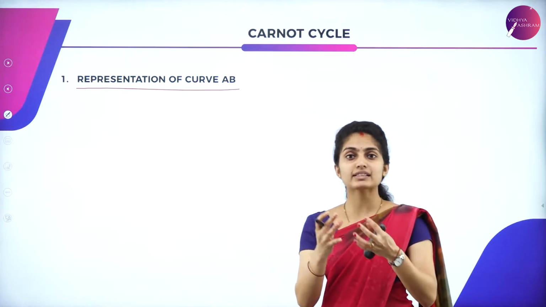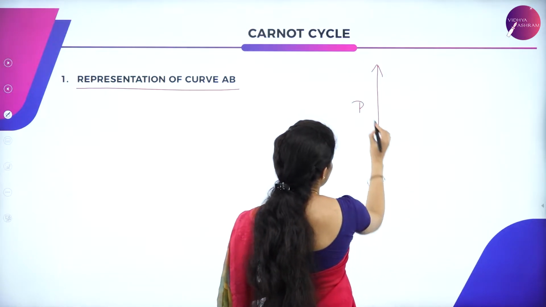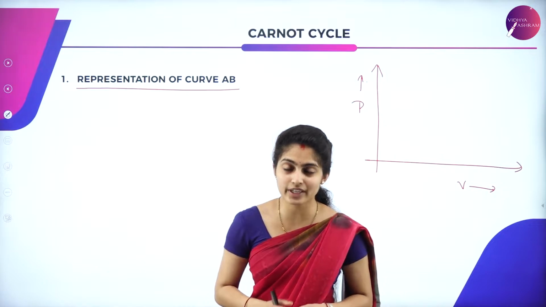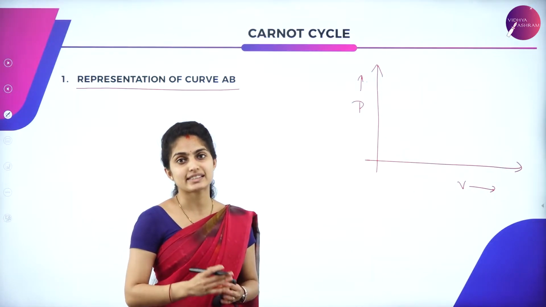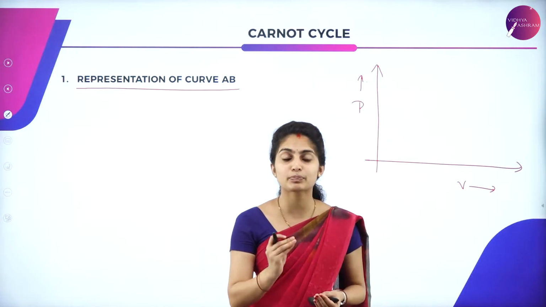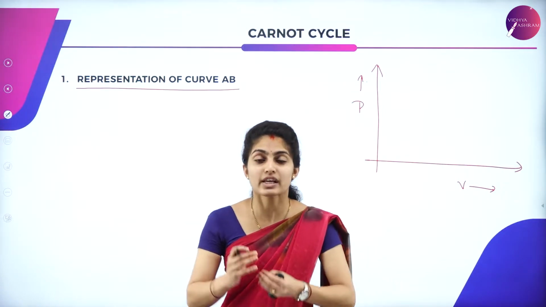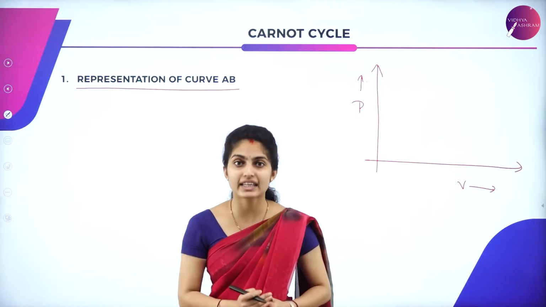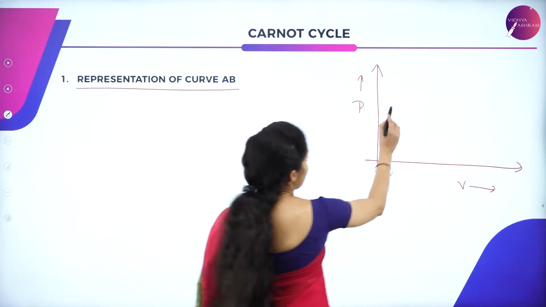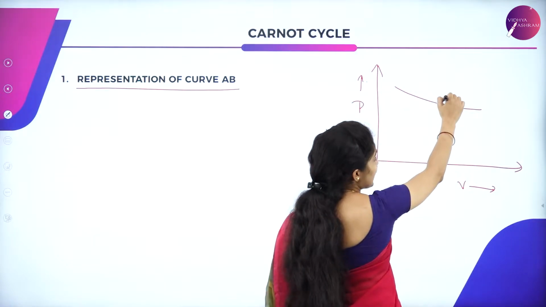So what happens when the working substance is kept on the source? The curve we obtain, we are drawing a PV diagram, a pressure versus volume diagram. First of all, here the temperature is constant because the curve will always be with respect to a constant temperature. That means when the working substance is placed on the source, the pressure decreases and volume increases. Therefore, isothermal expansion is taking place. So the pressure decreases but the volume increases.